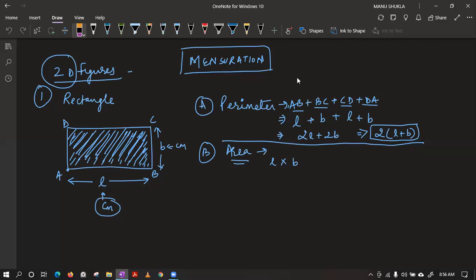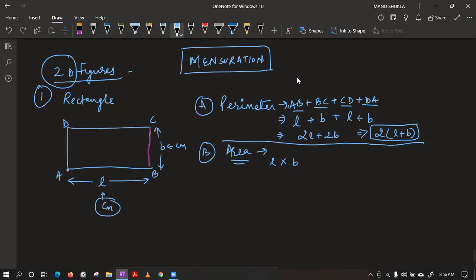Now, one more concept I would like to add over here. We all have heard of diagonals. Please tell me what will be the length of the diagonal of a rectangle. Anyone? If I join it like this, can you tell me what is the length of this diagonal?